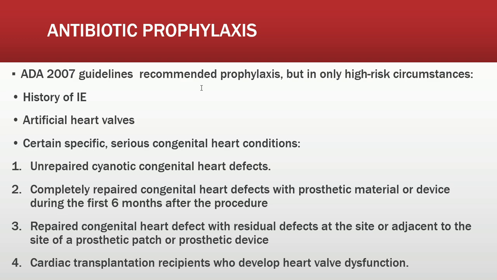Now, in 2007, they recommended prophylaxis but only in high-risk circumstances. Patients with a history of infective endocarditis, who had infective endocarditis before. Prosthetic or artificial heart valves should be given it. There are two types, biologic and synthetic or prosthetic. For the biologic one, we need to give antibiotic prophylaxis only for the first 3 months. If it's prosthetic, we need to give it at all times.